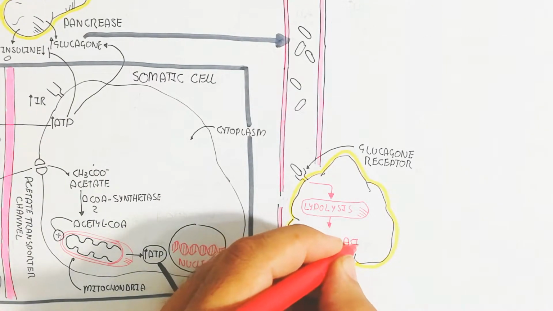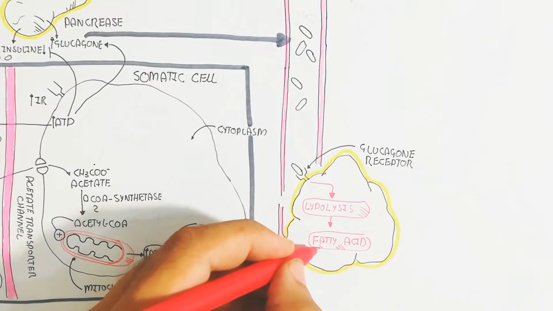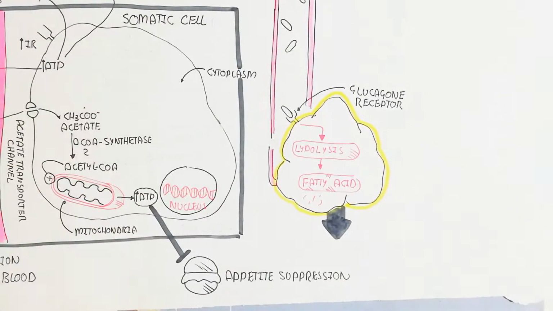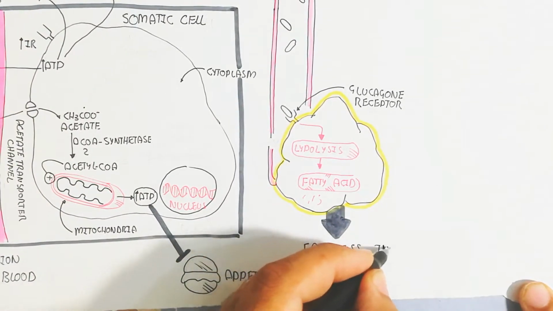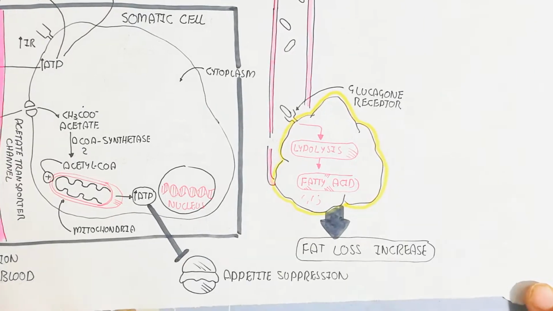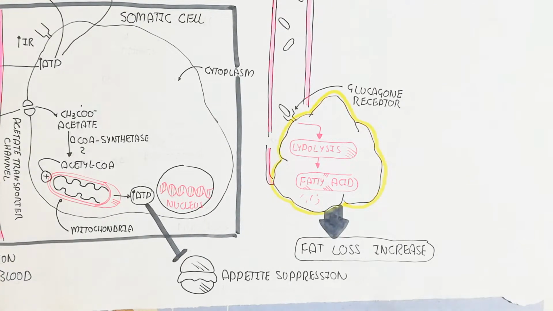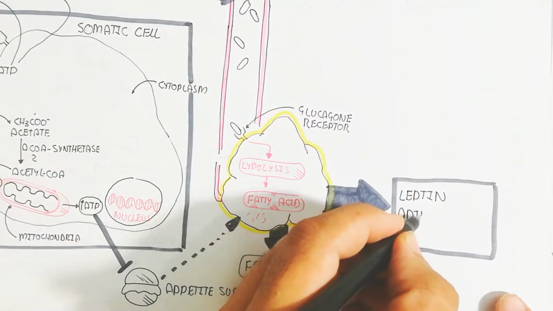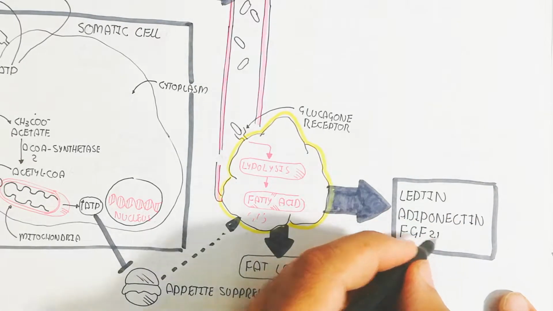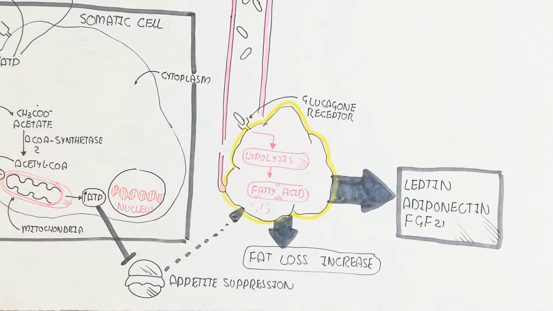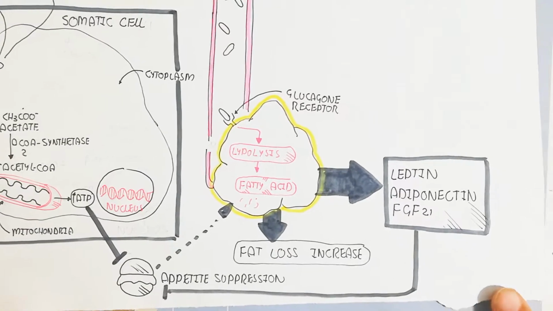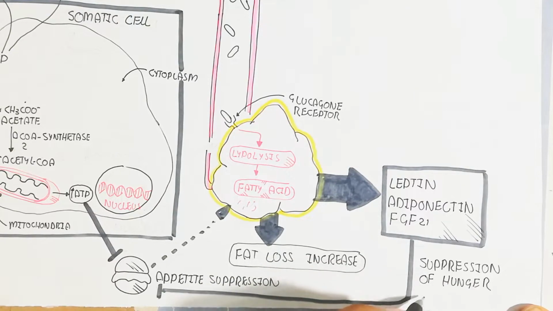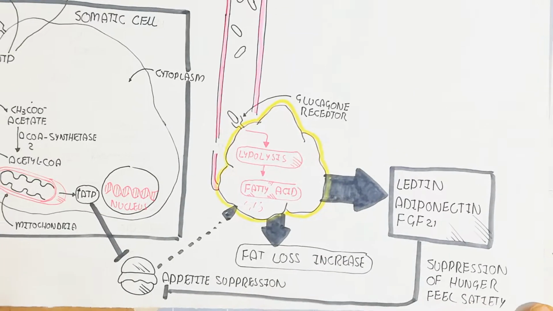In this way, it targets the adipose tissue and muscle to increase glucose in the blood to the normal level, and lipolysis occurs, producing fatty acids and glycerol. This is known as lipolysis, which leads to increased fat loss. So fat loss increases due to this mechanism, and appetite suppression occurs due to leptin, adiponectin and FGF21 during lipolysis, which inhibit the appetite. Appetite suppression, suppression of hunger and feeling of satiety.